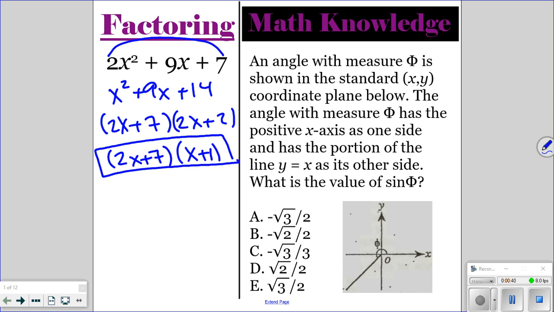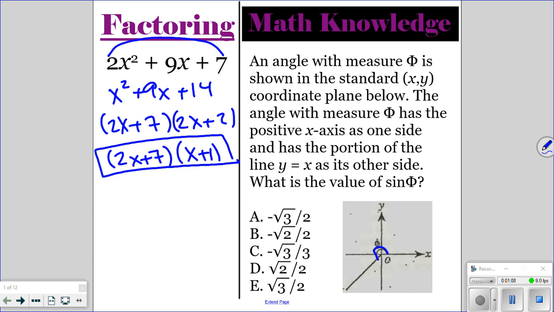For the math knowledge question, an angle with measure sigma is shown in the standard xy coordinate plane, and the angle with measure sigma has the positive x-axis as one side and has the portion of the line y equals x as its other side. What is the value of sine of sigma? So we're basically looking for this angle here.